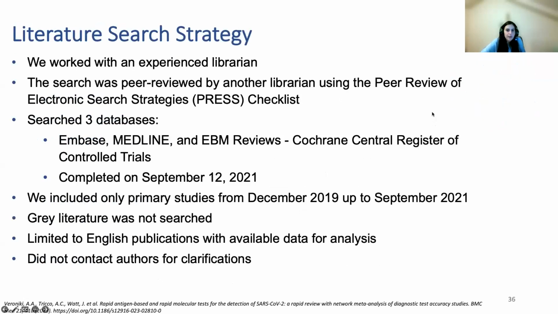So as a second step, we developed our literature search with experienced librarians, and this search was also peer-reviewed by another librarian using the PRESS checklist. We searched 3 major databases, and we included studies between December 2019 and September 2021. We had time restriction issues, so we did not search for gray literature, and we also did not include any reviews or potential guidelines. We restricted our search to English publications with data, and we did not contact authors for any clarification or missing data.